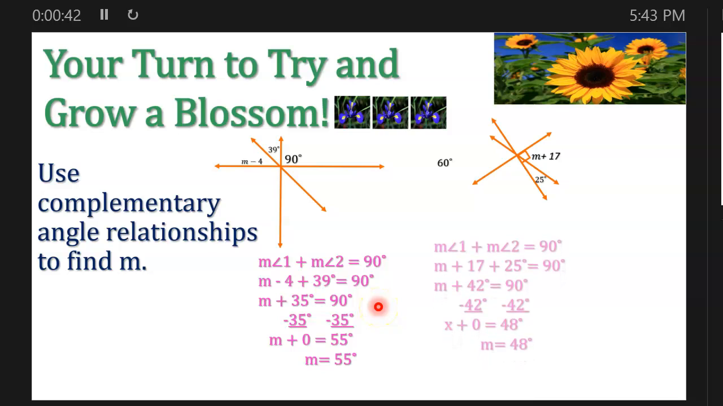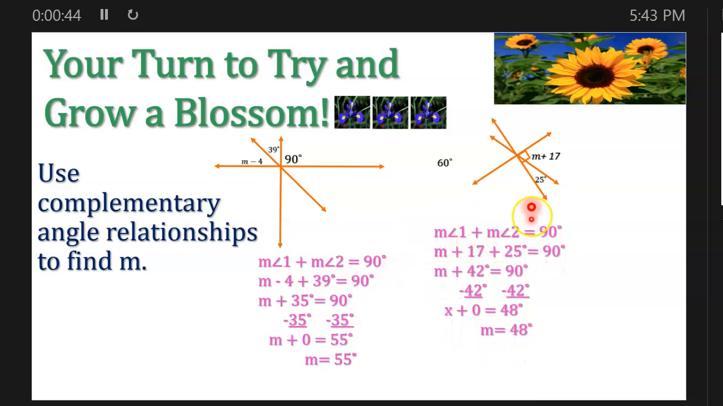On the other side, the first angle plus the second angle, this is M plus 17 and 25. All that has to equal 90 for it to be complementary. And then we subtract our 42 from both sides to solve that equation. There's another X, hang on. All right, so M should be 48 on this one.